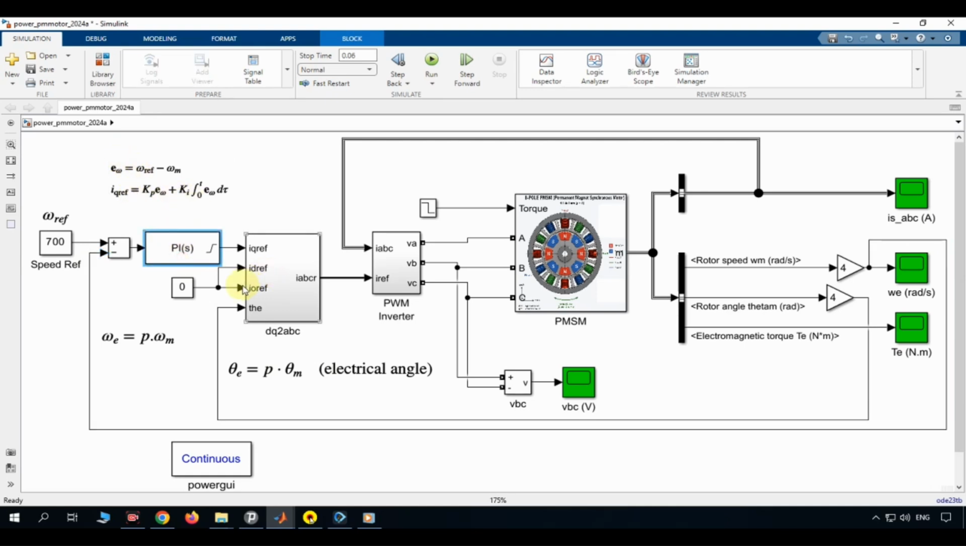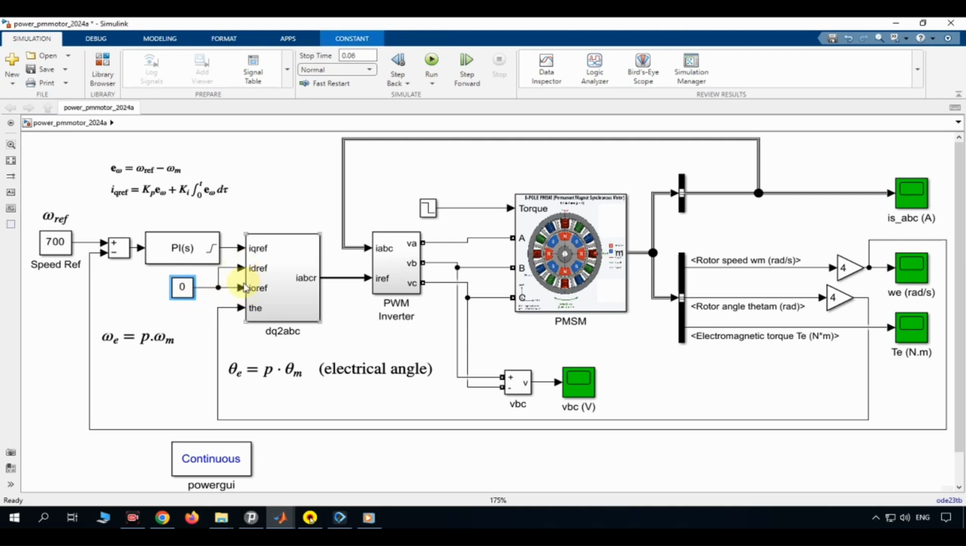When the motor is running too slowly, the PI controller outputs a large Q-axis current command. When it's running too fast, that command drops. The output is called IQ-ref, the Q-axis current reference. Notice that the D-axis reference, ID-ref, is hardwired to 0. This is the hallmark of field-oriented control for a round rotor PMSM.